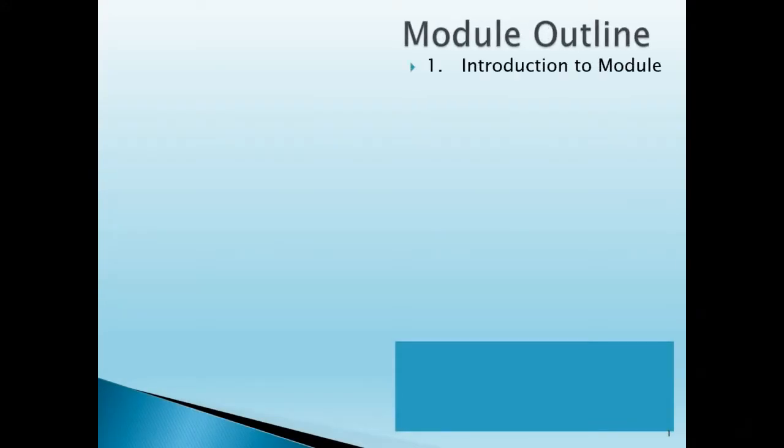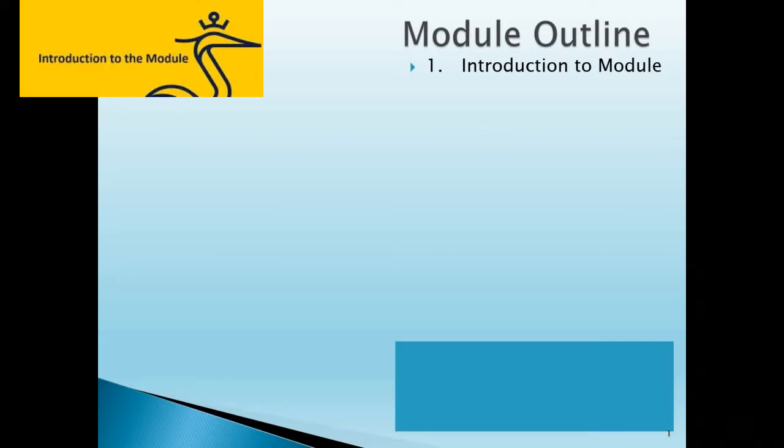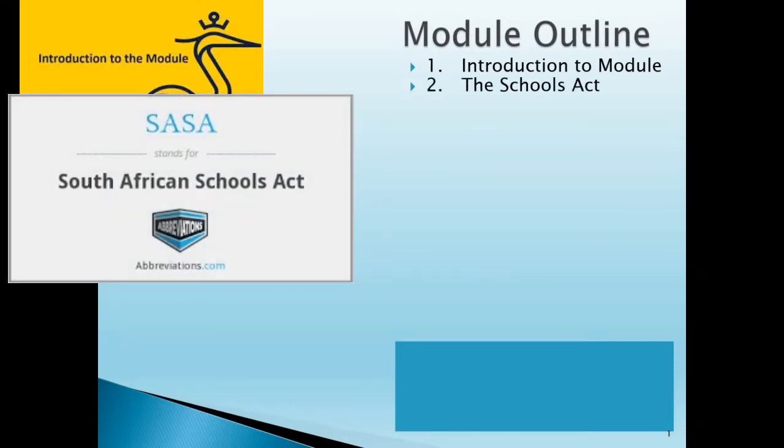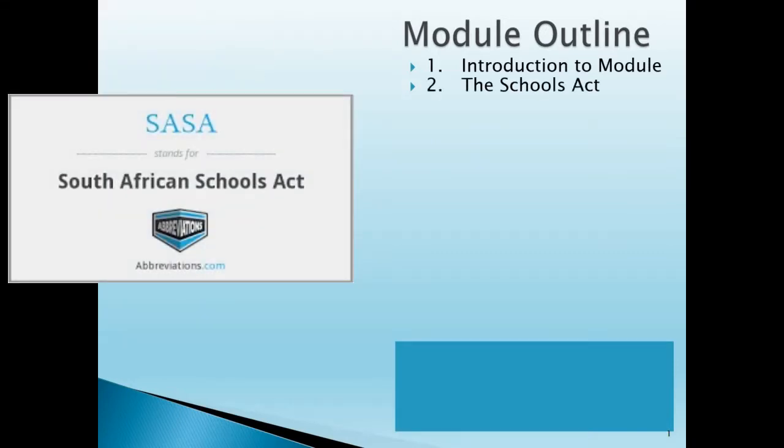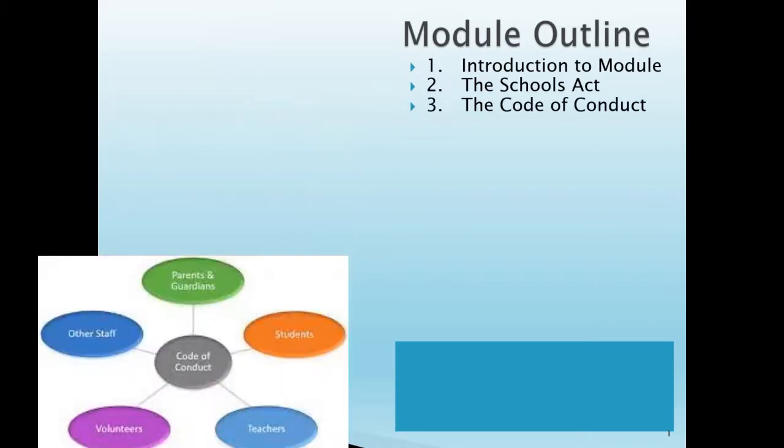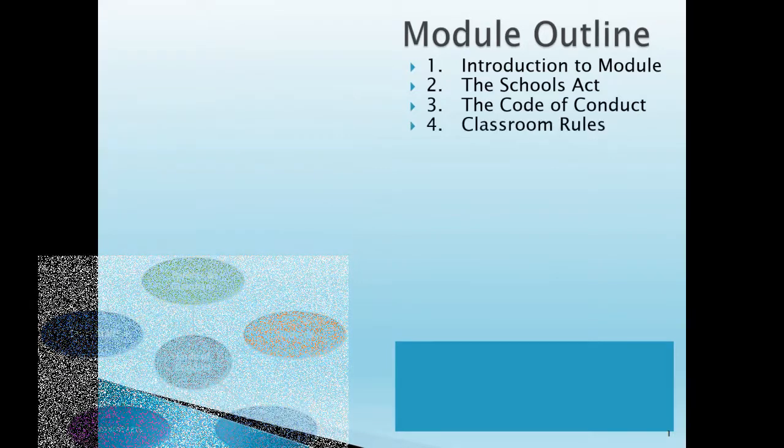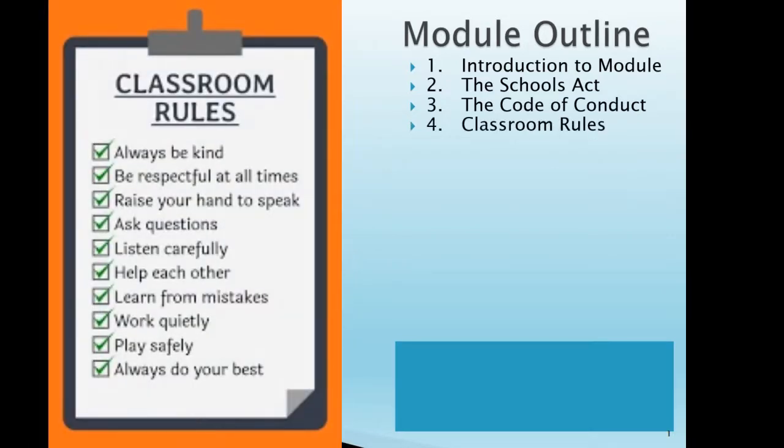There are 14 components. They are all very short. The first one is an introduction to the module, which you're watching now. Then we will briefly look at the Schools Act, a school's code of conduct. So your school rules need to fit within that code of conduct.